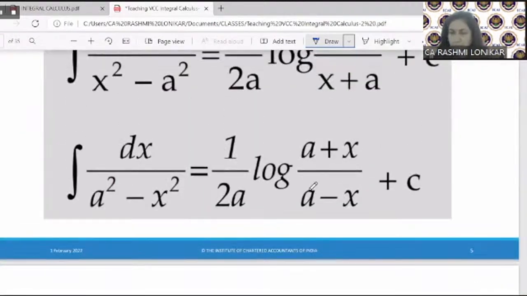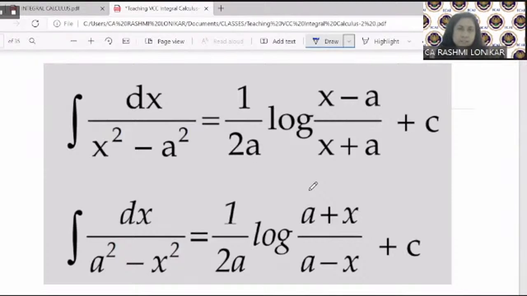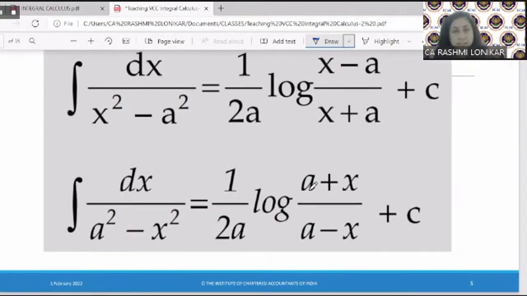Now the next set of formulas that we discussed: 1 upon x square minus a square is equal to 1 upon 2a log of x minus a upon x plus a plus c. Always remember, in integration, we always have a plus c or plus k as a constant. Only when we have definite integrals, we don't have k or c. Then integral of 1 upon a square minus x square is 1 upon 2a log of a plus x upon a minus x. So these are the two formulas for x square.